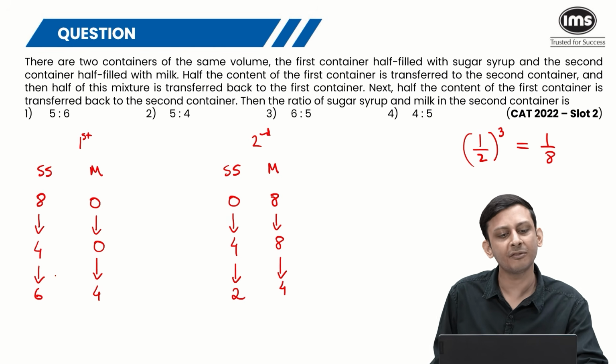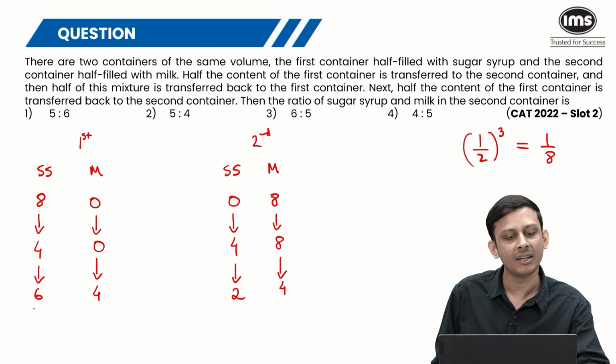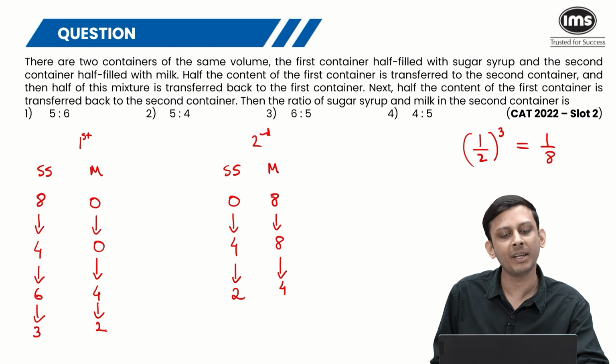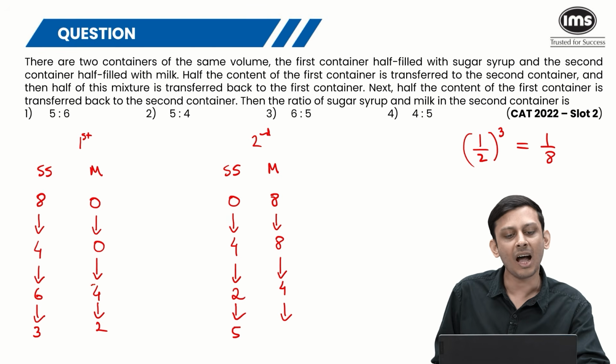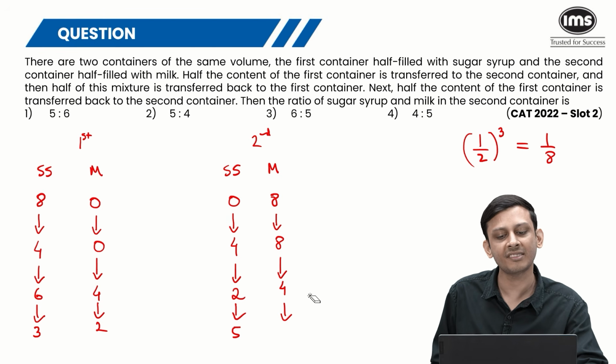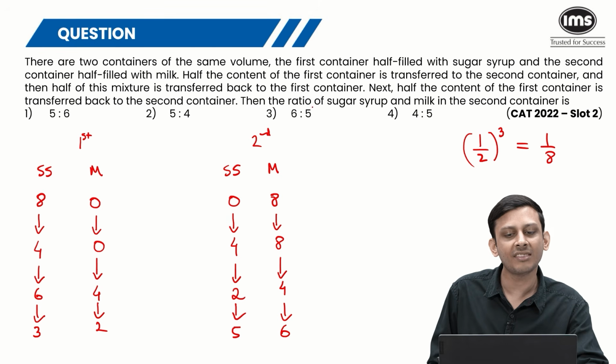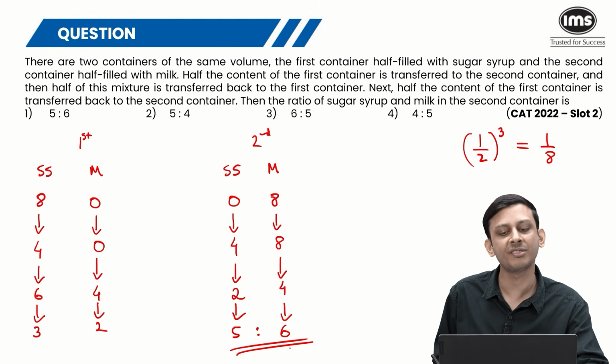And now the same process: from the first container, half is transferred. So 6, half is transferred, 3 will be remaining. And 4, half is transferred, 2 will be remaining. And now here, out of 6, half is transferred, so it will increase by 3, 2 plus 3, 5. And then here, out of 4, 2 is being transferred, so it will increase by 2, it will become 4 plus 2, which is 6. Now the question is asking the ratio of sugar syrup and milk in the second container. We can easily see 5:6. So our answer will be option 1.